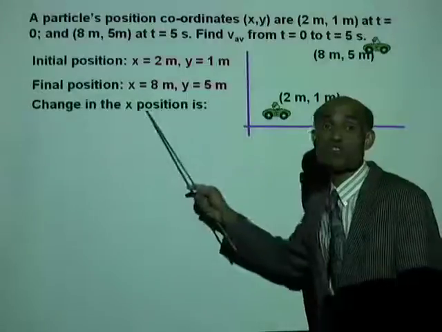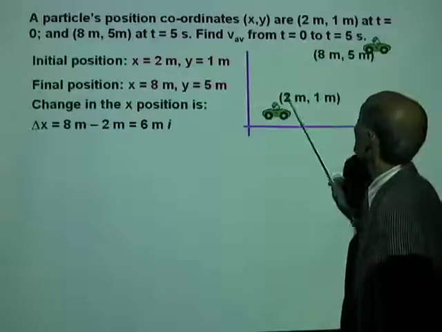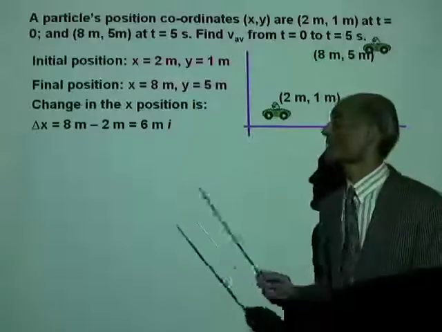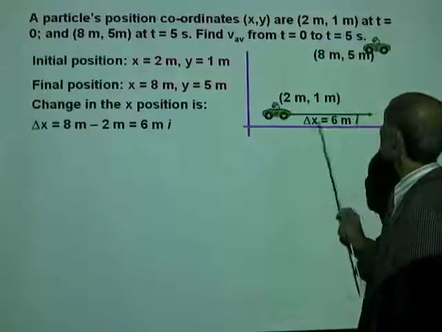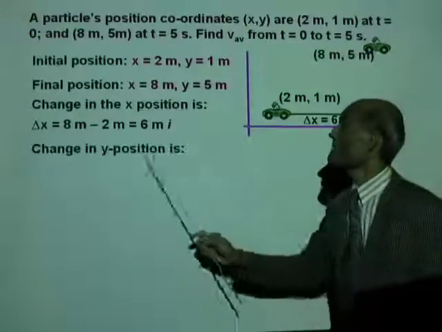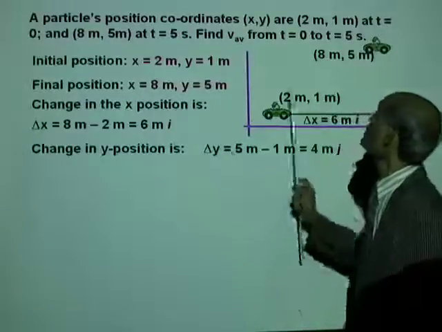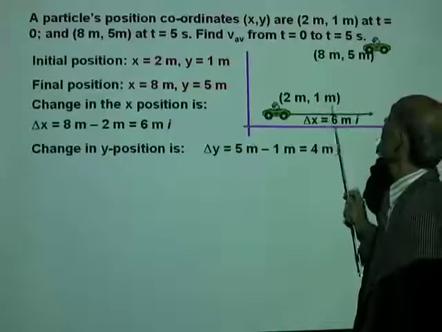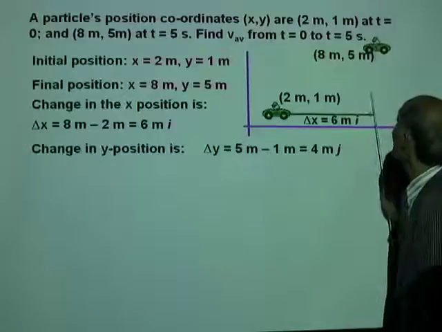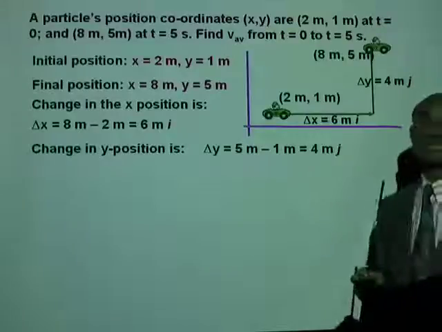So the change in the x position is delta x equal to 8 meter minus 2 meter, which is 6 meter i. That is the change in the x position. And the change in the y position is delta y equal to 5 meter minus 1 meter, that will be 4 meter j. And that is delta y equal to 4 meter j.